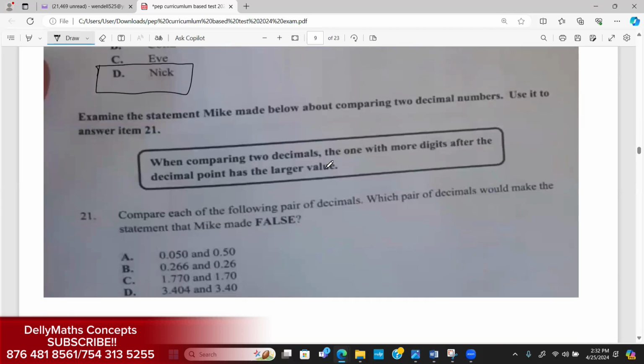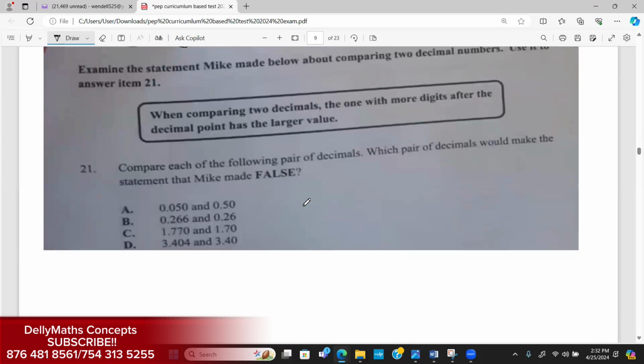All right, let's go. Examine the statement Mike made below about comparing 2 decimal numbers. All right, when comparing 2 decimals, the one with more digits after the decimal point has a larger value. All right, that's his claim. Let us disprove it, right? Compare each of the following pairs of decimals. Which of these would make Mike's statement false?